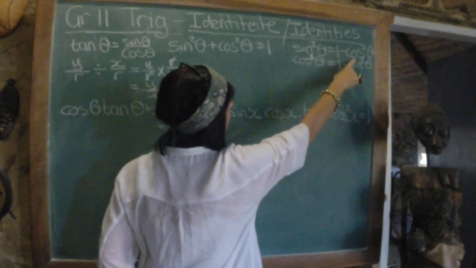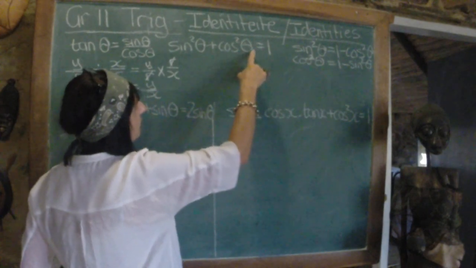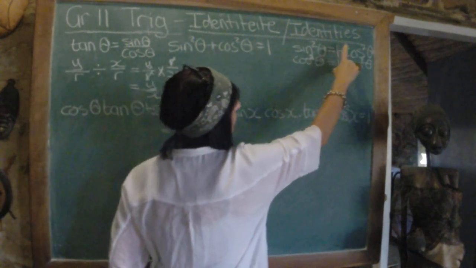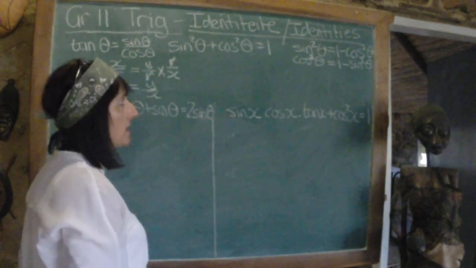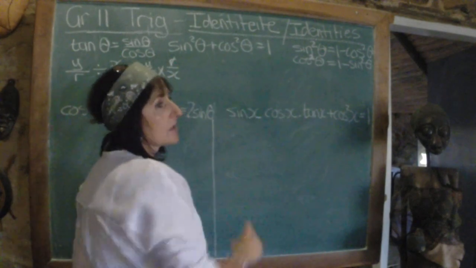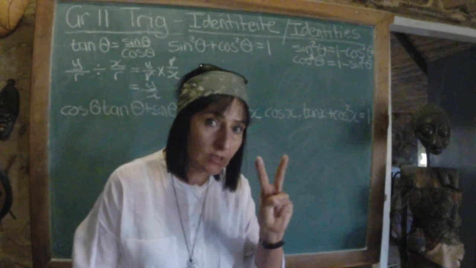oorkant is gelyk aan geneem, dan word hy 'n minus. En hierso het ek die cos kwadraat theta die onderwerp gemaak en ek het sin kwadraat theta oorkant is gelyk aan gevat, word hy 'n minus. So that's exactly the same identity as this one. So daar is in graad 11 eintlik net twee identiteite wat jy moet ken.